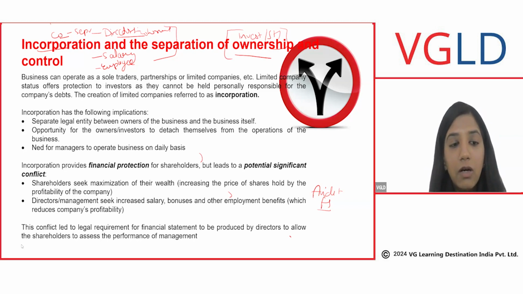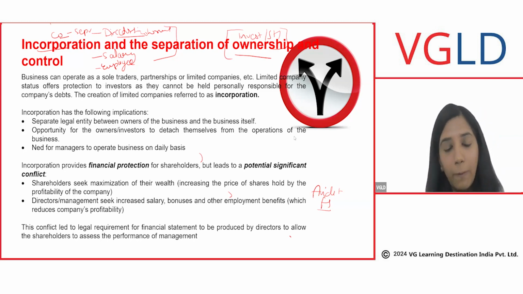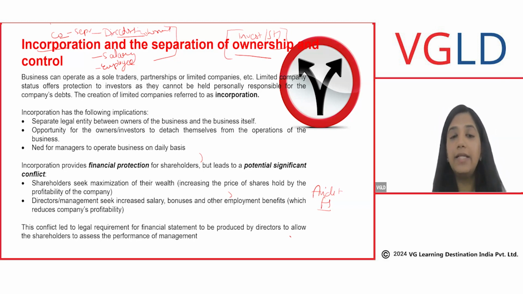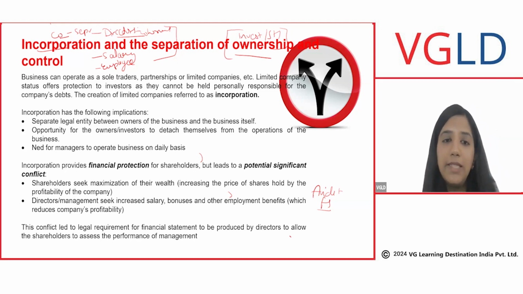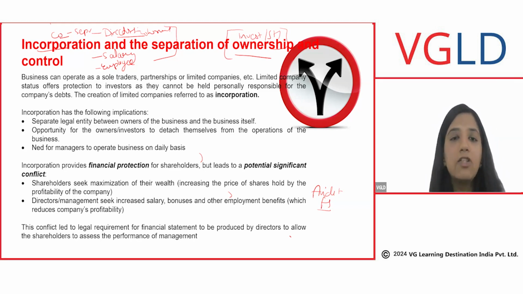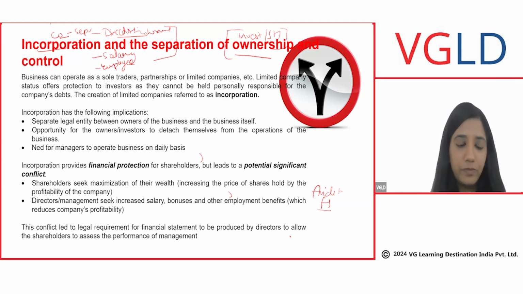Opportunity for the owners or investors to detach themselves from the operations of the business. Now once you've got yourself registered as a company, the owner gets an opportunity that they can detach themselves from the company. Now their role can become limited, their responsibility can become limited, and their liabilities also become a little bit limited.